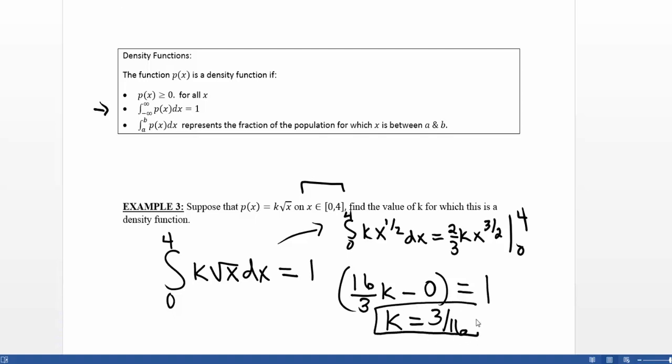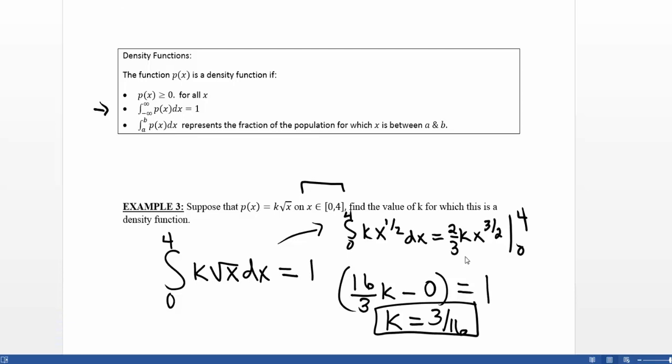3/16. So when k equals 3/16, that means our function will be positive for all x, which is our first condition because k was positive. And if we integrate our function from 0 to 4, which is where it exists, and our k is 3/16, that will give us a value of 1, which means it represents 100% of our population, which is what we need for this to be a density function.